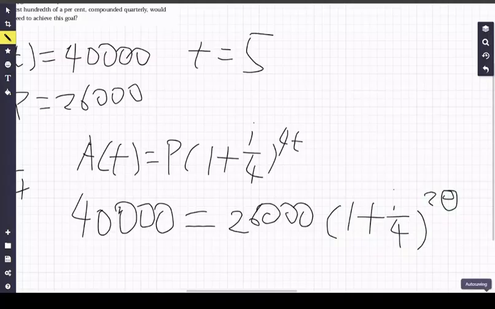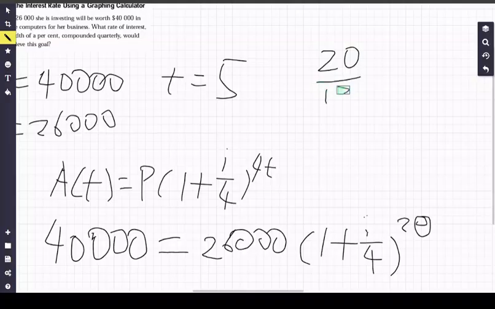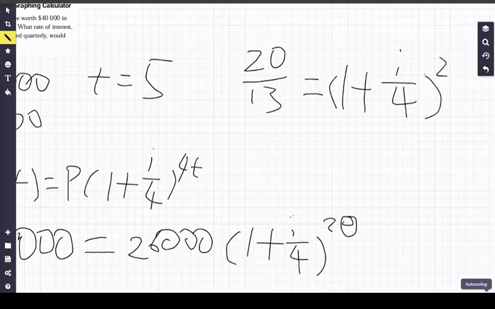All right, so we will isolate for this i. We'll divide both sides by 26,000. So we're going to get 20 over 13 is equal to (1 plus i divided by 4) to the 20th power. Now you could definitely take the 20th root of this, however, that's not the most efficient. So this is where we pull out our decimals.